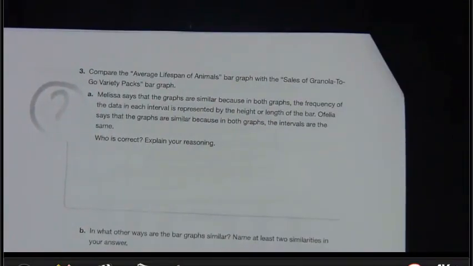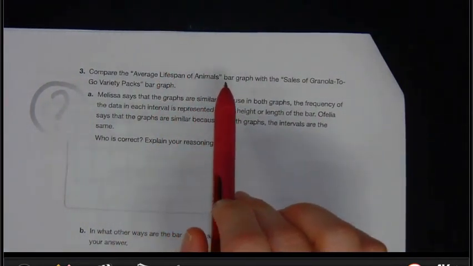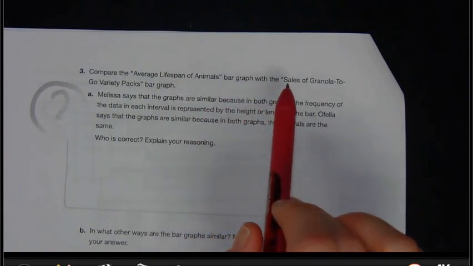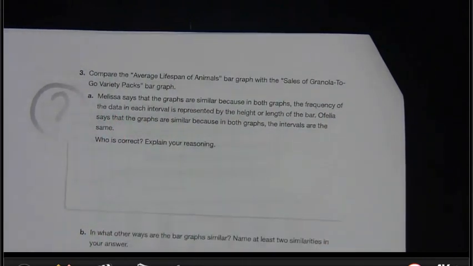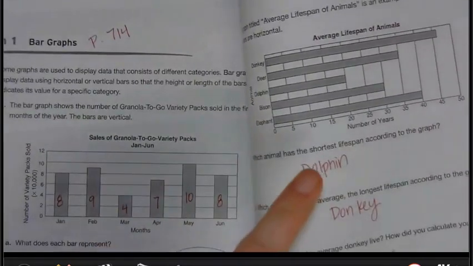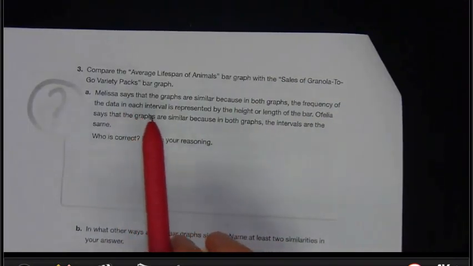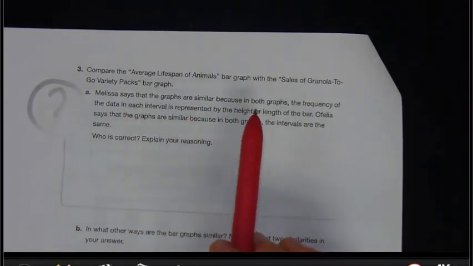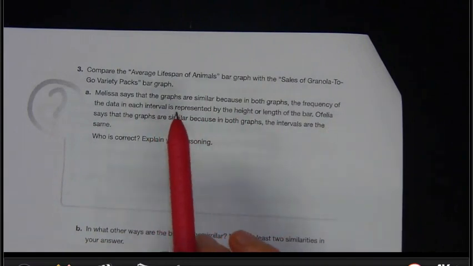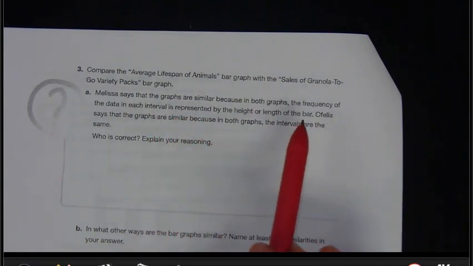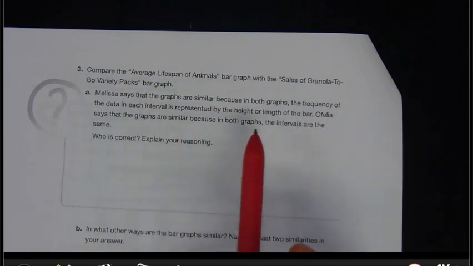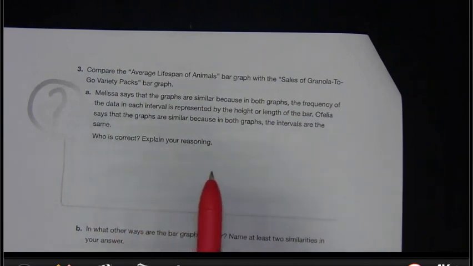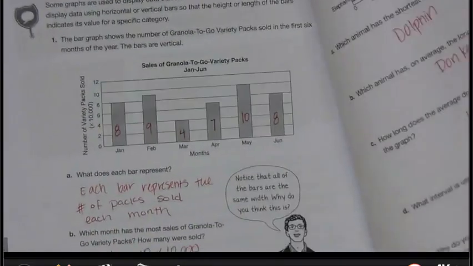Number 3. All right. So I'm going to compare the average lifespan of animals bar graph with the sales of granola to go variety pack bar graph. So I'm looking at my 2 graphs, looking at this graph and this graph and comparing them. Melissa says that the graphs are similar because in both graphs, the frequency of the data in each interval is represented by the height or length of the bar. Ophelia says that the graphs are similar because in both graphs, the intervals are the same. Who is correct? Well, let's look at it.